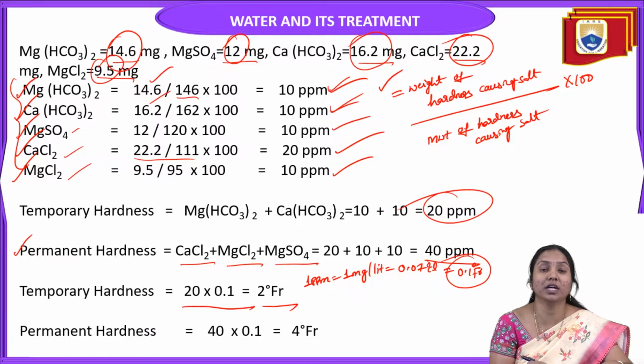Next, permanent hardness converted into French degrees. The permanent hardness is 40 ppm. When we convert it into French degrees, 40 multiplied by 0.1 is equal to 4 French degrees. In this way we can convert hardness into French degrees.